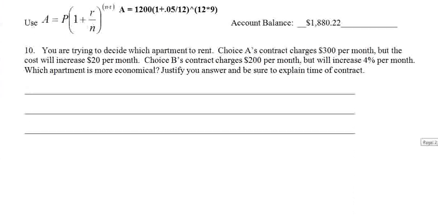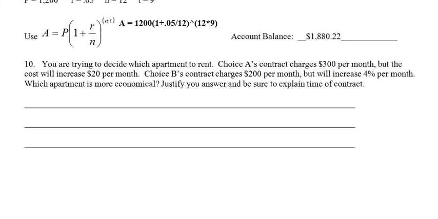Shoot, we're already at the last question? Yeah. Okay, we're trying to decide which apartment to rent. Choice A charges $300 a month, but the cost increases $20 a month. Choice B charges $200 a month, and will increase 4% per month. Which apartment is more economical?